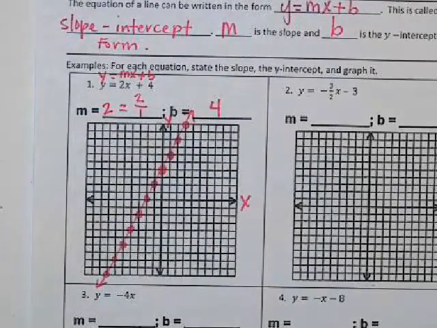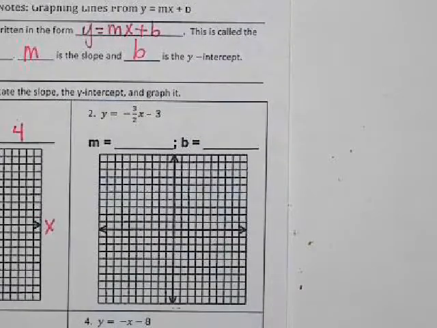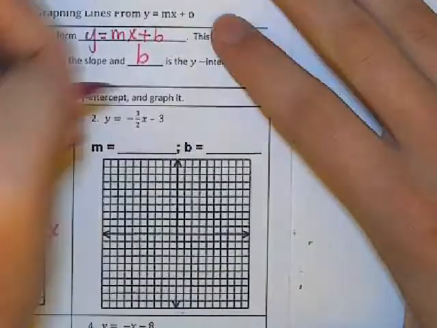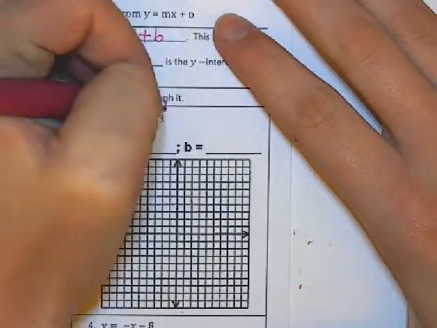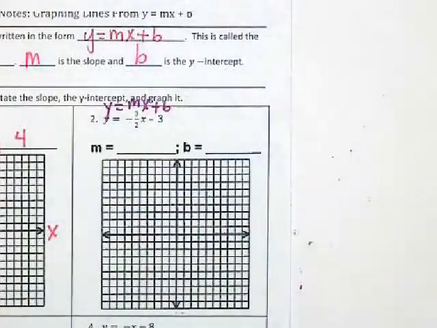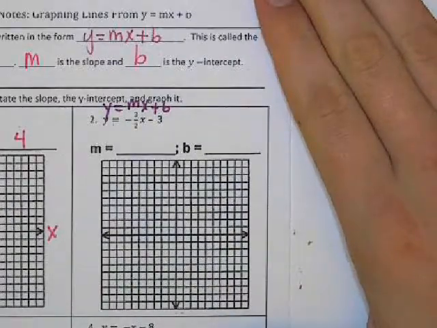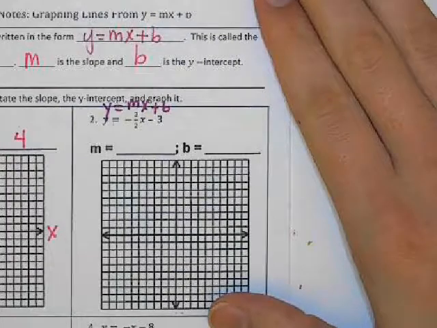Here we go, number 2. We are graphing and we need to know our m and b in order to graph. Above your equation, I want you to write y equals mx plus b. M stands for what? Slope. M is your slope.